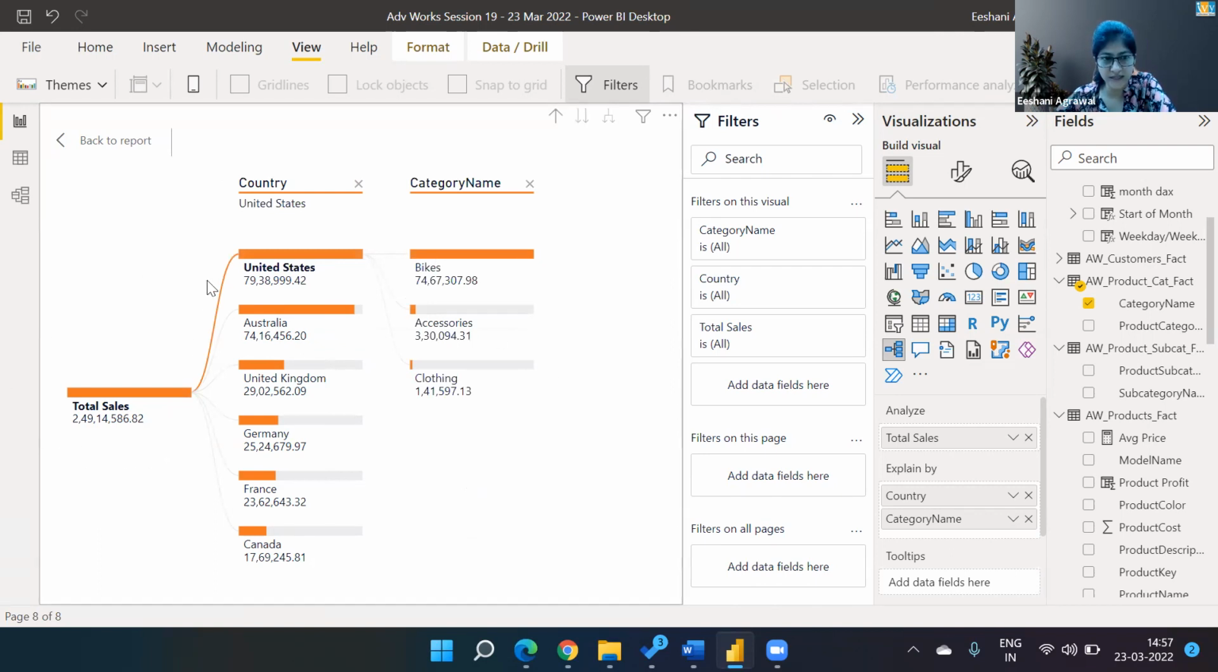So I know the total sales is higher in the United States. In United States, bike is contributing to the maximum sales. So this is called a decomposition tree. It gives you a very nice understanding of the flow of your values. Very similar to what a decomposition tree does for you, it has definitely got more intelligence into it, but there's another type of chart called Sankey charts, which also helps you to understand the flow of a value from one place to another place.